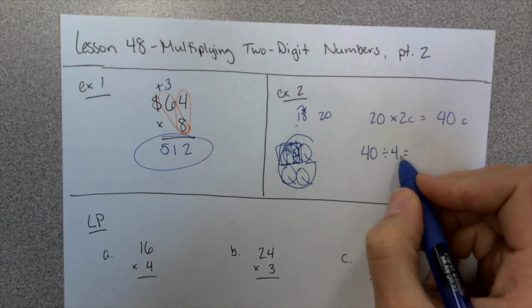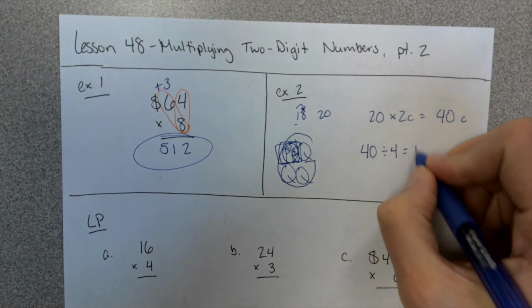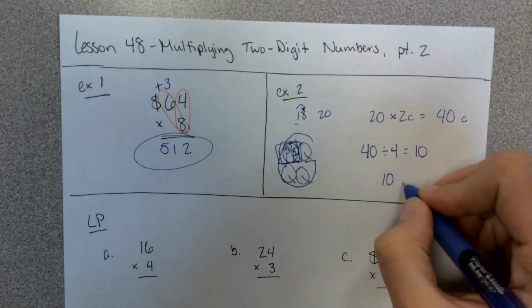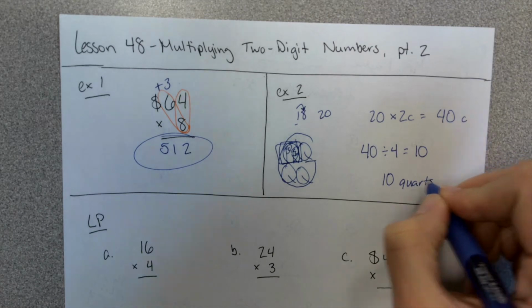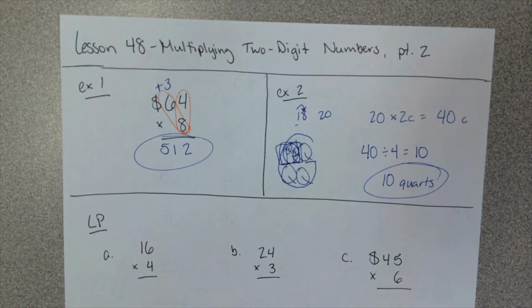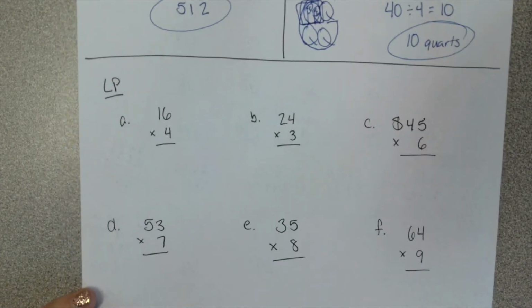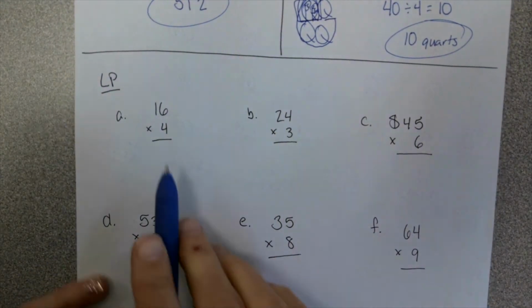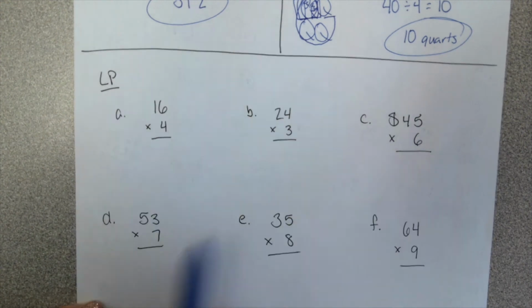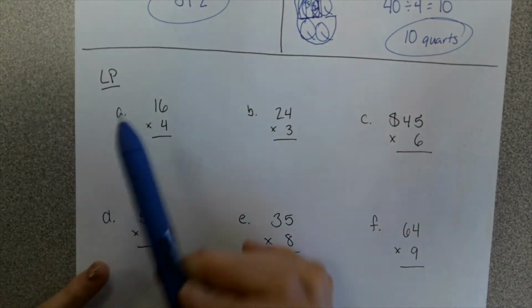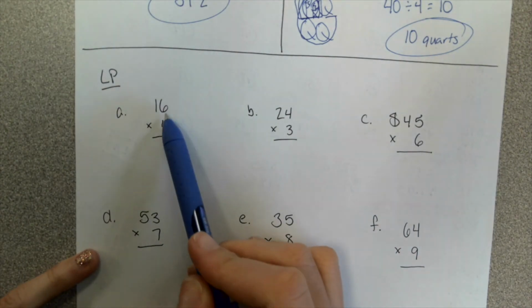40 divided by 4, well, how many times does 4 go into 40? 10, because 10 times 4 equals 40. So I get 10 quarts. All right, we'll do more ones like that a little bit later. Let's go ahead and work on some of these problems together for our lesson practice. We'll do our first 3, then I'll want you to pause and do these last 3 by yourself and then check them with me. First, I'm going to do 4 times 6.